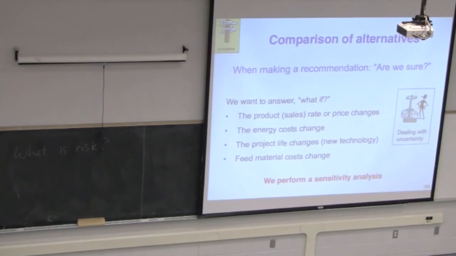But today we're saying we're going to pull all that together and say, well, how is that all going to change if the sales price changes, or the cost of energy in my facility changes, or if my lifetime for the project changes, or my feed material, my raw materials change. So those are just a few. Other costs that might change that we spoke of last time that you recall? Other variables that really might impact us?